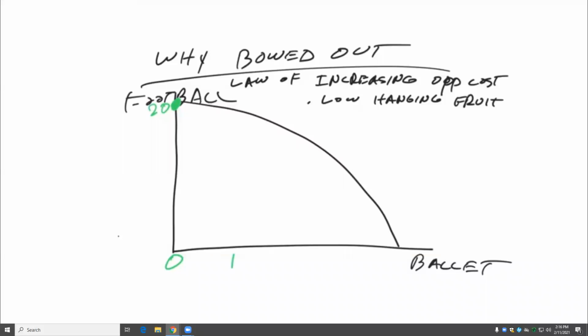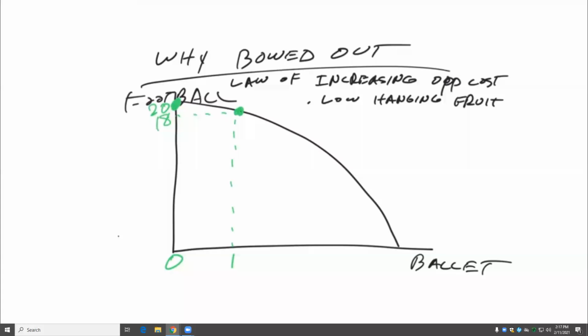Now, all of our resources are currently involved in football, all of them. That's all we do. How are we going to get a ballet going? We're going to have to move resources away from football and into ballet. Let's say that's 18. So we're going to produce at this point on the production possibilities curve.